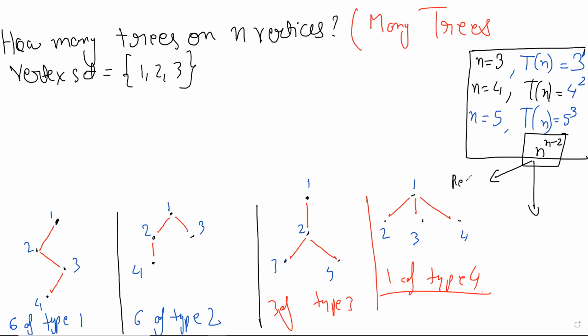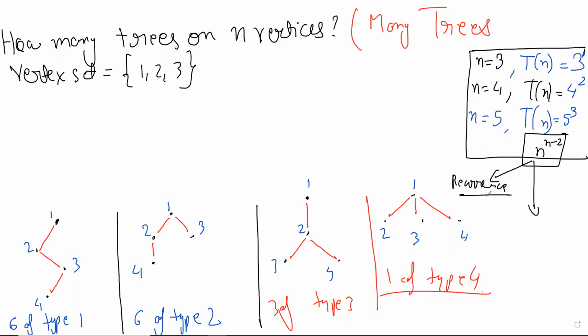Recurrence will be difficult, obviously, because why is recurrence difficult? Because if you have a tree on n vertices, then the way you can go to trees, well, recurrence and induction are quite similar in some sense, right?